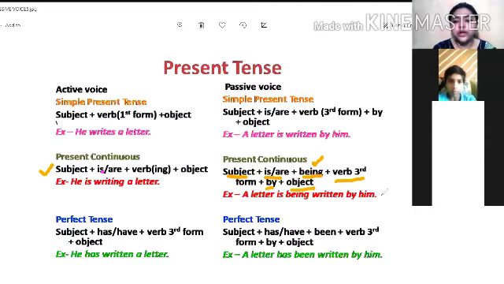Turn on your videos. You are not supposed to turn your videos off.